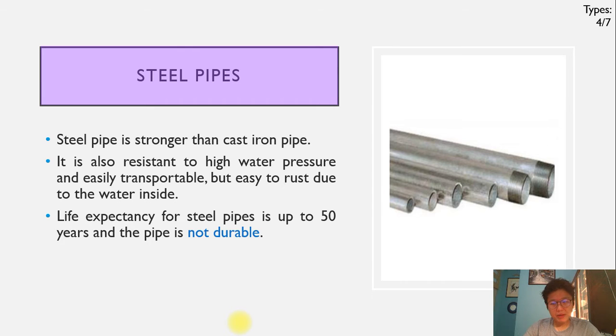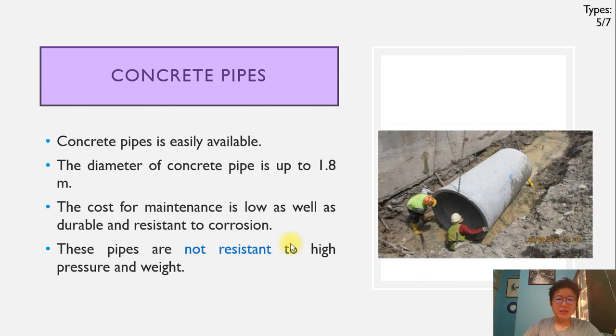Right? Steel pipes. So these are stronger than the cast iron pipes, resistant to high water pressure, easily transportable. However, they have a weakness or shortcoming. They are easy to rust, because of the water inside. Hence, their life expectancy is not very great. It's like 50 years or so, so it's not considered a very durable material, despite all the good stuff about it.